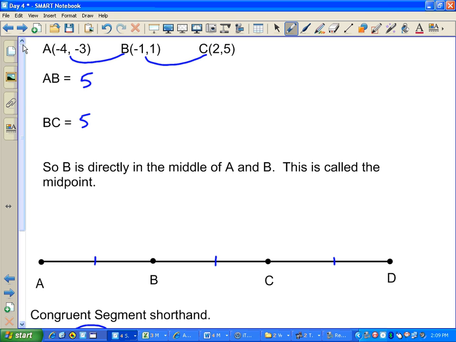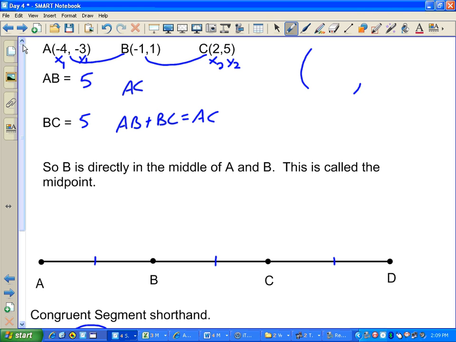But I would still have to go through and find AC to make sure that these are collinear, because I need to make sure that AB plus BC equals AC, because that's my segment addition postulate. So I'd have to do all that work just to find out if B is the midpoint. I don't have to do that anymore because I have the midpoint formula. So I can just use A and C as my x1, y1, x2, y2, and then put them into my midpoint formula.